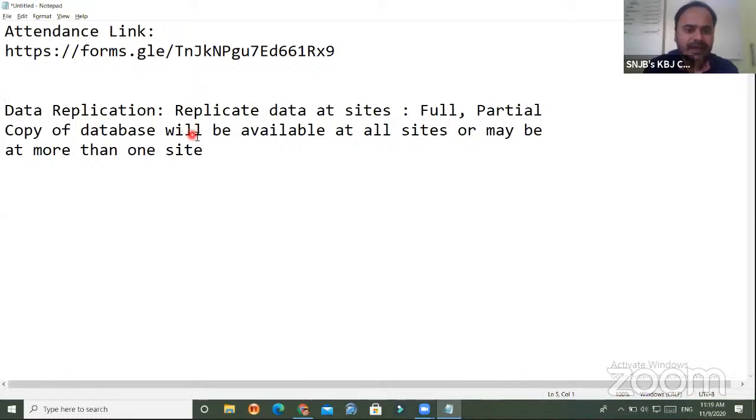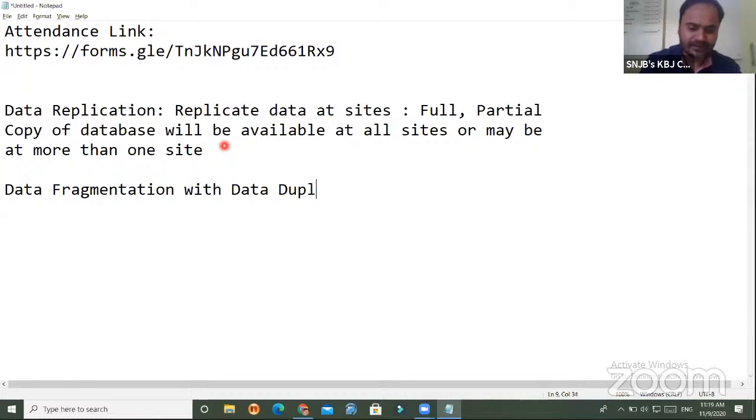Okay, now we are applying what? Data fragmentation with data duplication. Now you will understand the concept. Data fragmentation and data duplication, at a time we have to apply both. Now again, you need to focus on the diagram.